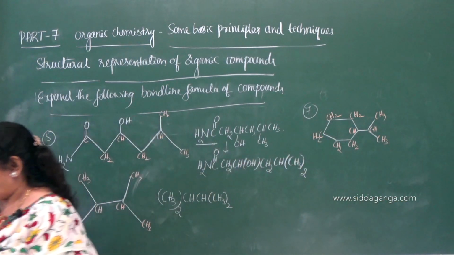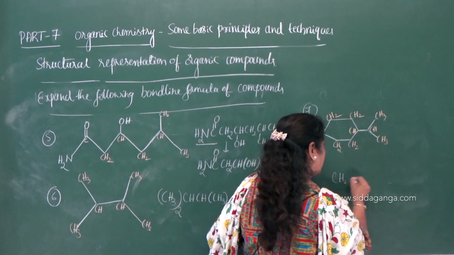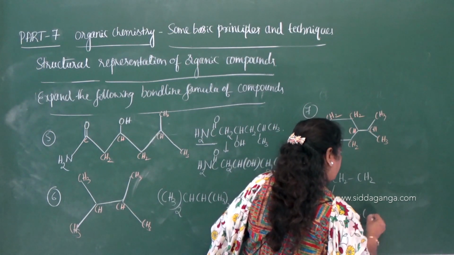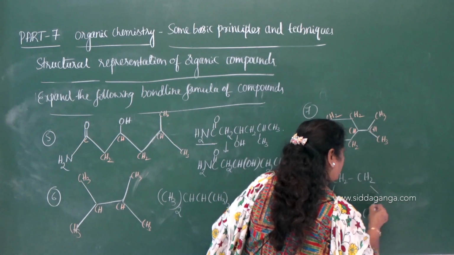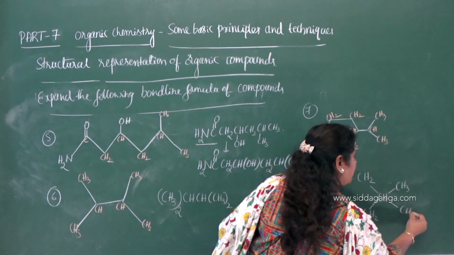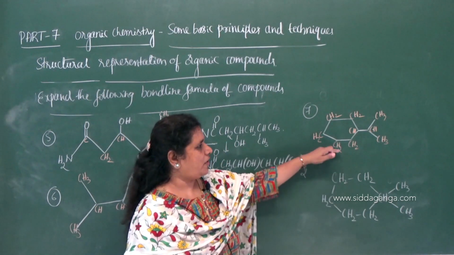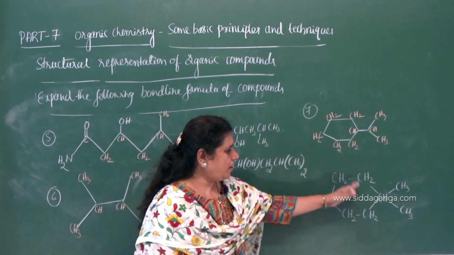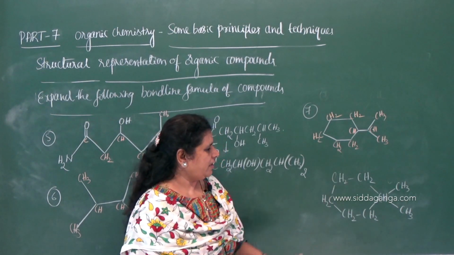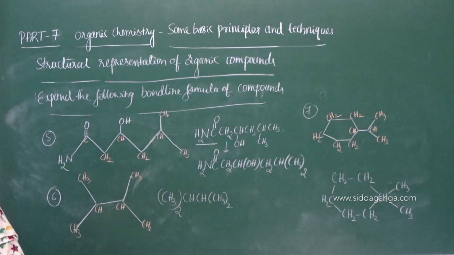Now you can write the expanded form of this compound. How to write? CH2, CH2, CH2, CH2, CH2, CH, CH3, CH3. So this is the expanded form of this compound. This is bond line and this is expanded. So if it forms a ring structure, all the carbon will get only 2 hydrogen atoms. So this is the expanded form of the given bond line formula.